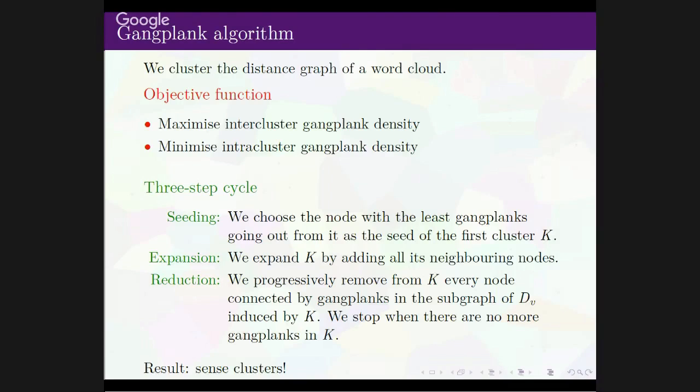We do not set a predetermined number of clusters. We just take some seeds and then let the clusters grow around them, and then exclude all nodes connected by gangplanks. And we go on until one cluster is formed, and we seed another again, and so on and so on. And in the end, we have hard clustered all the distance graph, and each cluster should correspond to a possible sense of the word in our document.